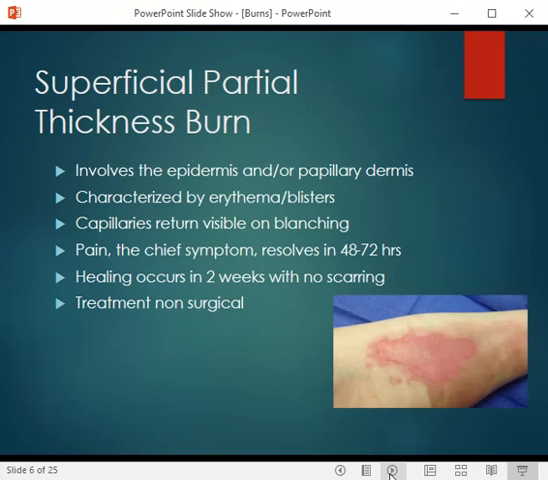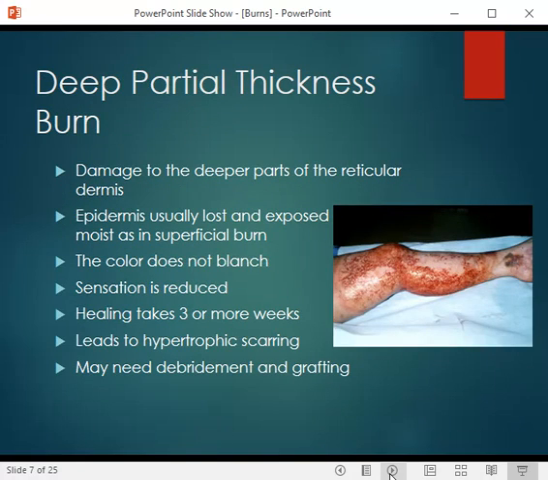Both these types are extremely painful. Why is that? Because if you remember your physiology, pain receptors are free nerve endings, and free nerve endings go all the way to the upper layers of the dermis. In these two types of burns, those free nerve endings are exposed. That is why these burns are very painful. Even the air from the fan will cause the patient to scream out in agony.